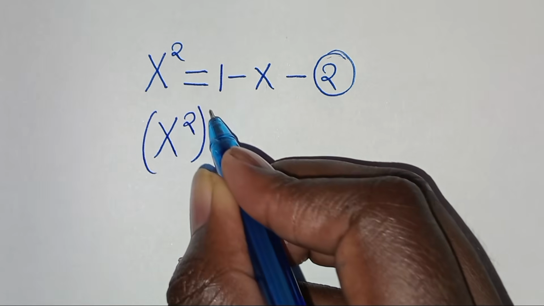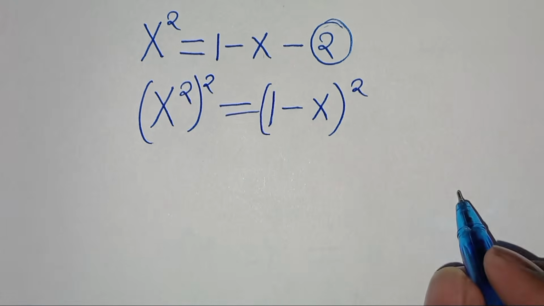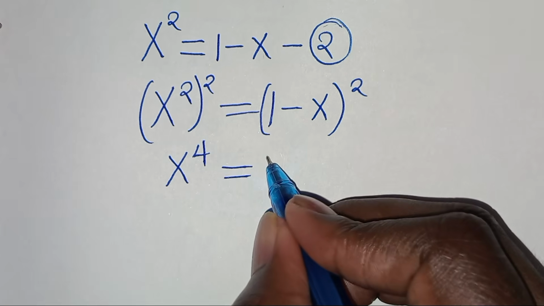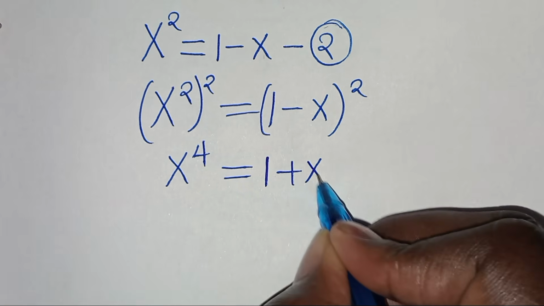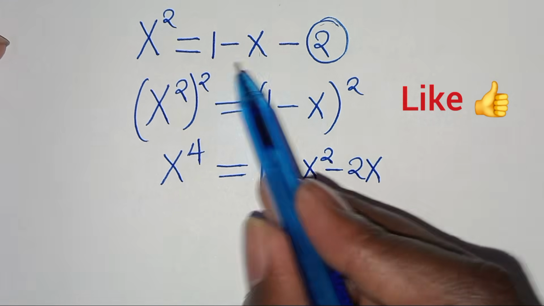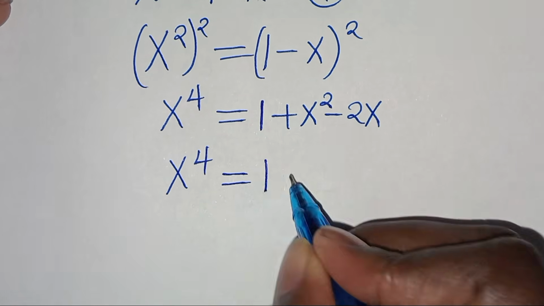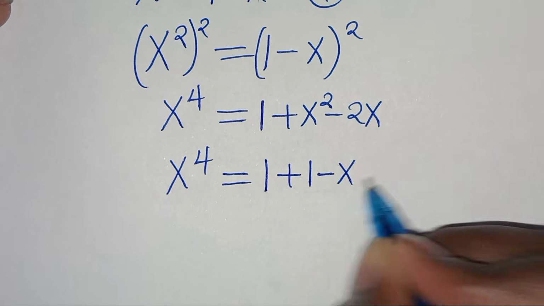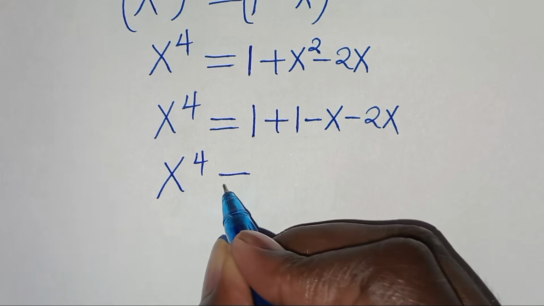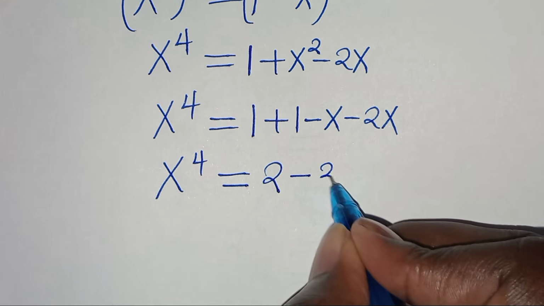x to the power of 2 raised to the power of 2 is equal to (1 minus x) raised to the power of 2. So this is x to the power of 4. Now let's expand this. This is 1 squared, which is 1, plus x squared, then minus 2x. And x squared from equation 2 is 1 minus x. So x to the power of 4 is equal to 1 plus 1 minus x minus 2x. So x to the power of 4 is equal to 1 plus 1, which is 2, minus x minus 2x, which is minus 3x.